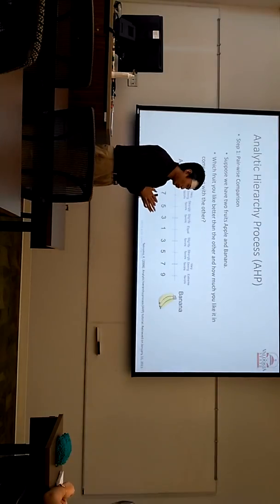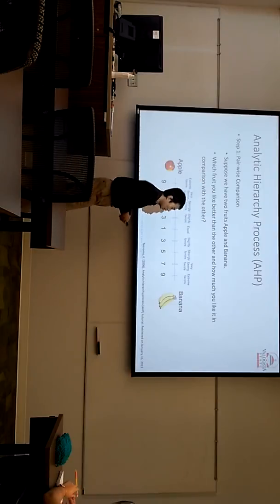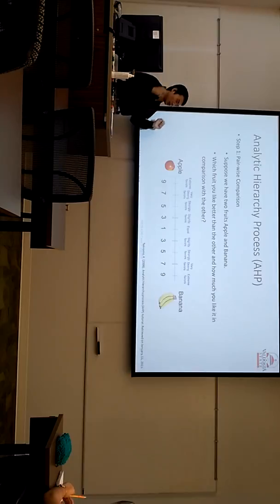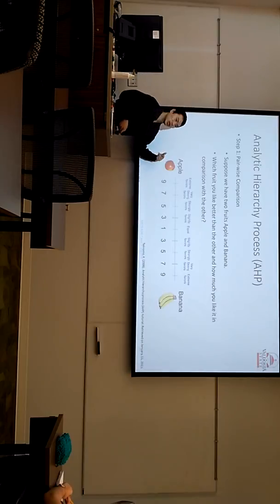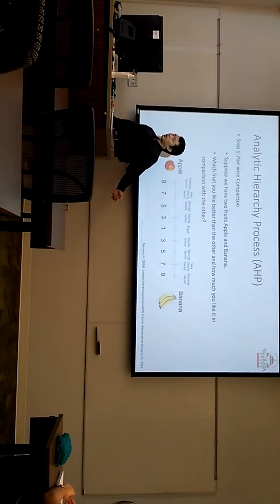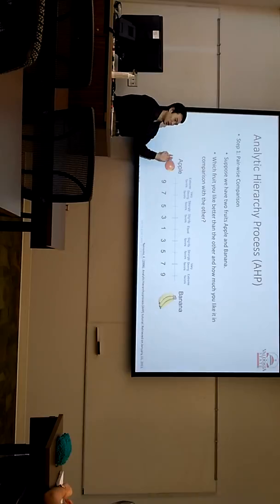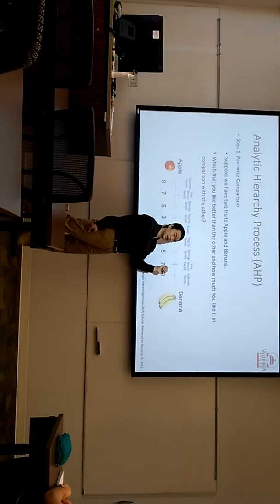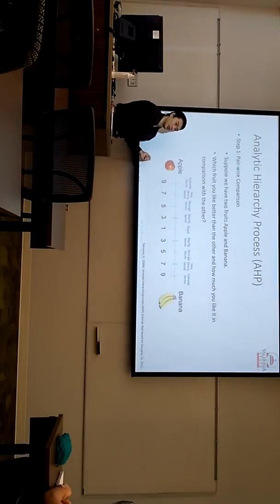Then how do we select the best, so-called best fruit? We can do the pairwise comparison among those 3. If we compare 2 of them first, how do we measure if I prefer banana over apple?